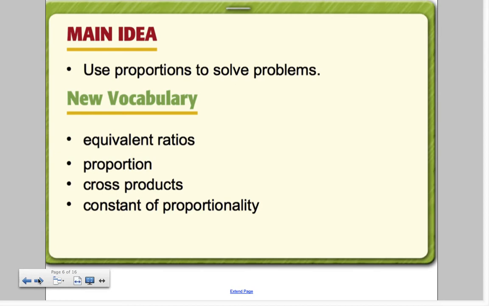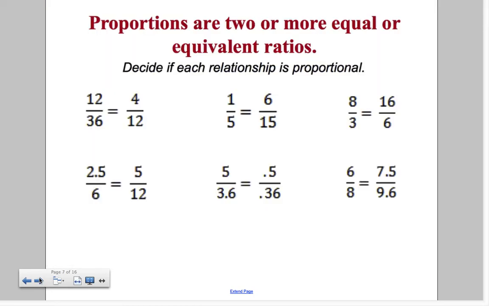Equivalent ratios means what? Equivalent means what? Same. Common. Remember, that's the same. All of them are the same. All right? Equal. Same thing. All right. So now, did you guys solve proportions last year? No, I don't know what proportions are.